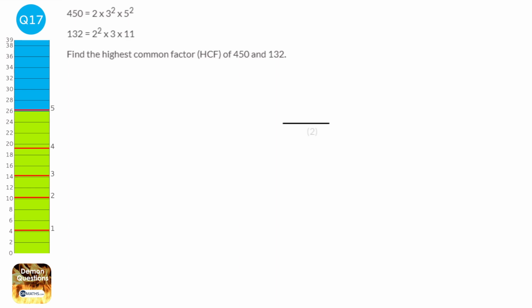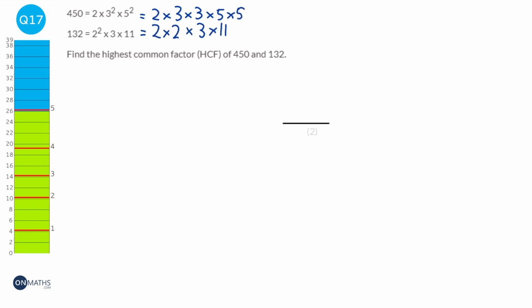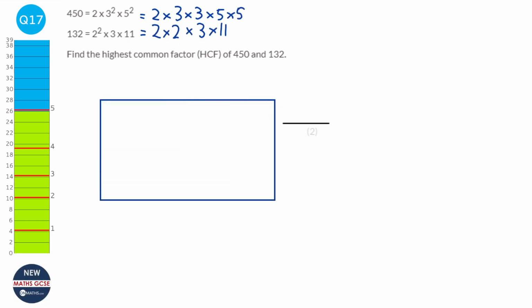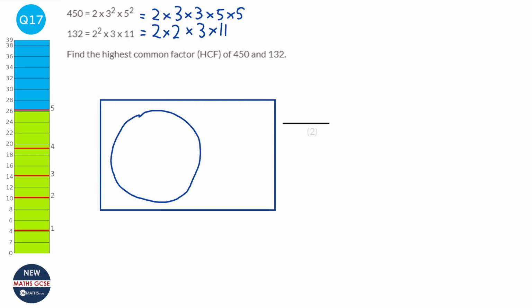So we're going to rewrite these numbers. Instead of squared, we're just going to write them out without index form. It just makes it a bit easier. So I'm just removing the squares. And we're going to draw ourselves a Venn diagram. So let's just do a rectangle on the outside. I'm going to try and do some nice circles here. Try my best anyway. Okay, so on the left hand side we have the 450, on the right hand side we have the 132.